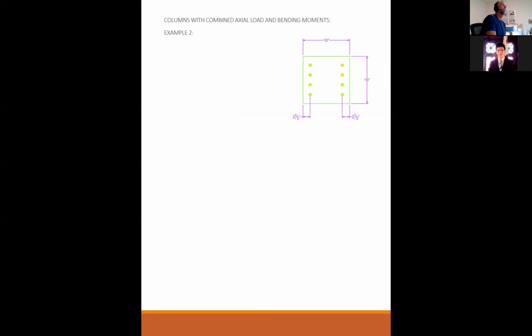So using an example, here's our column again that we had last time, a 16 by 16 column. f'c is 4,000 psi. Assume a tied column. Fy is 60 ksi, and Pu is 400 kips. Mu is 200 kip-feet. And what is required is repeat example 1 using f'c equal to 4,000. Use the tables to find the required steel. So in this case, I'm not giving you the steel. We have to design how much steel we need to satisfy these loads.